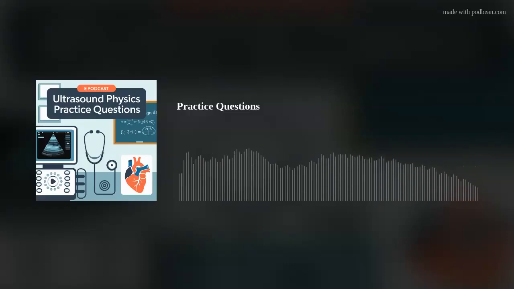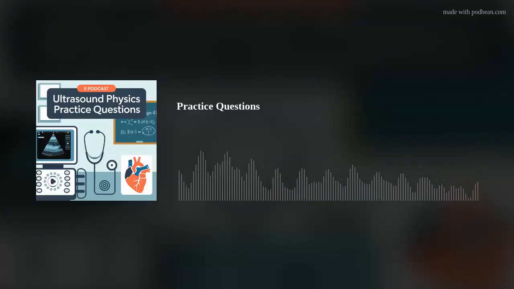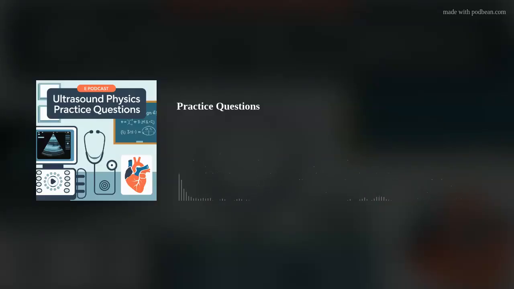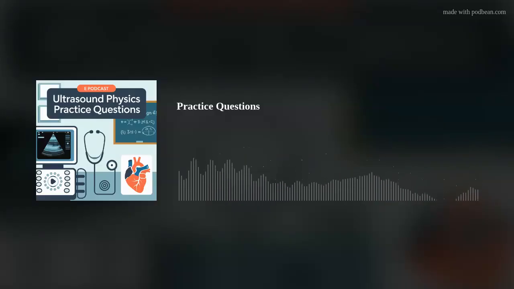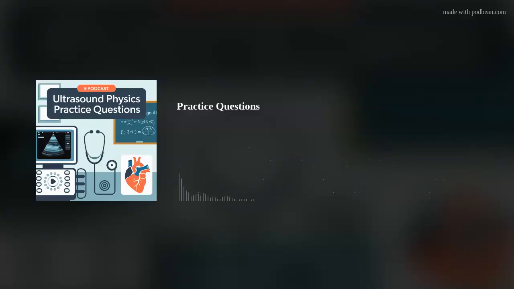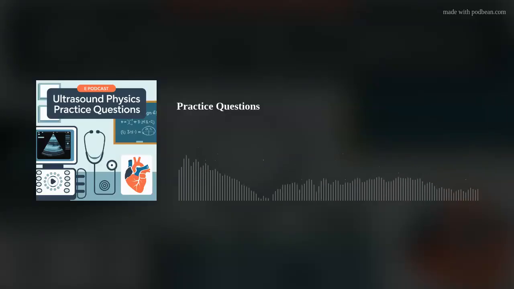Okay, this one asks about the average pulse repetition frequency, or PRF, of an ultrasound machine. What is that and why is it important? Pulse repetition frequency is just how many ultrasound pulses the transducer sends out every second. Think of it as the heart rate of the ultrasound machine, how many beats per second. So a higher PRF means we can see deeper into the body.